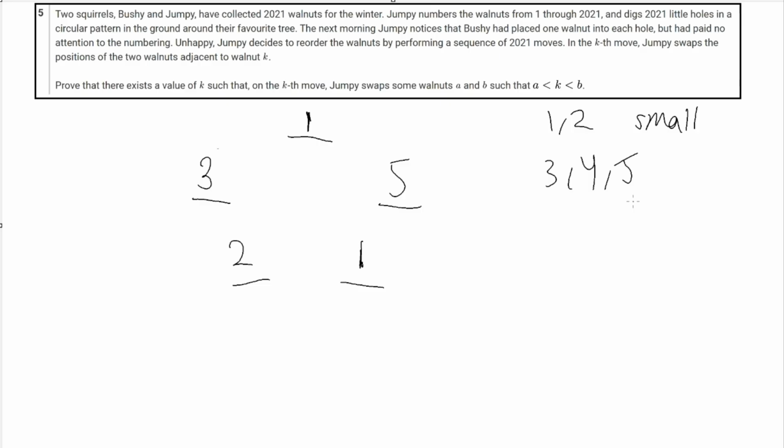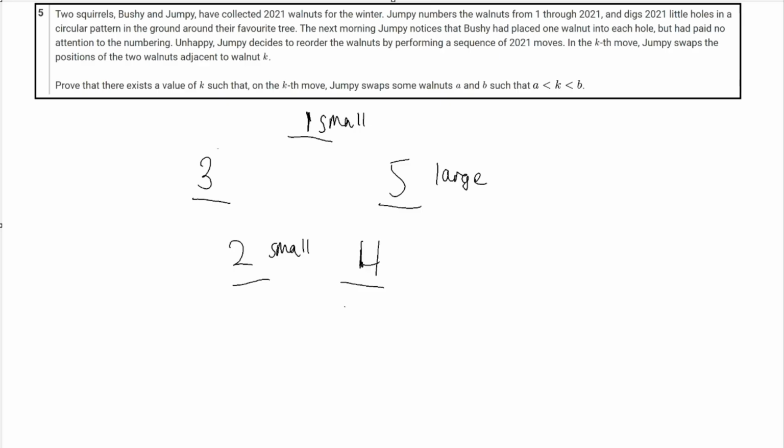So this motivates the following. What happens if we change the definitions of small and large such that at any point when we swap a small and large, then we're done? Well, let's see how we can do this. Suppose that we apply a move on walnut number 4 in this configuration. Then we want 2 to be small and 5 to be large. And this would mean that 1 is small as well, because 1 is less than 2.